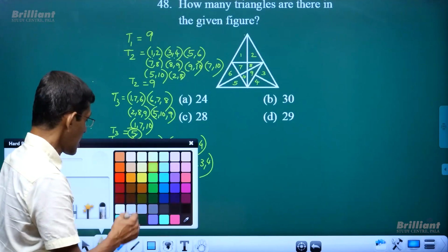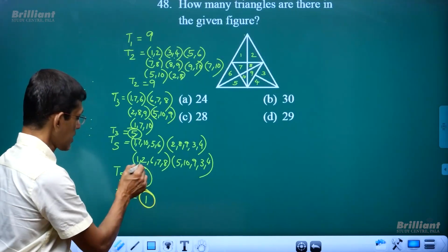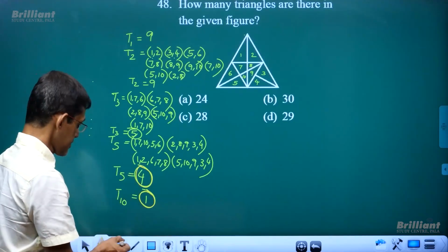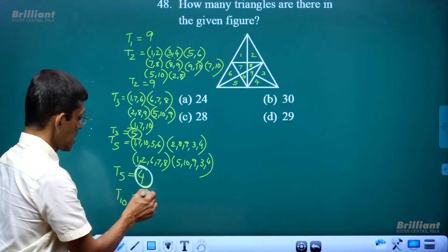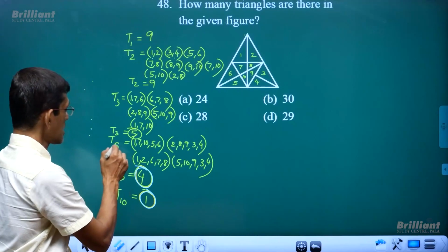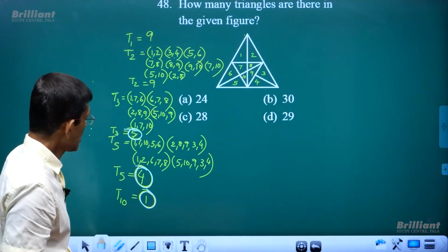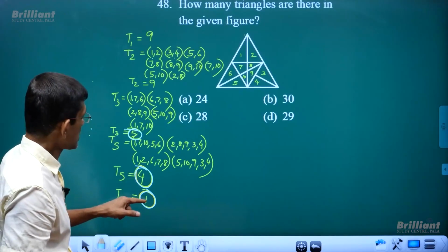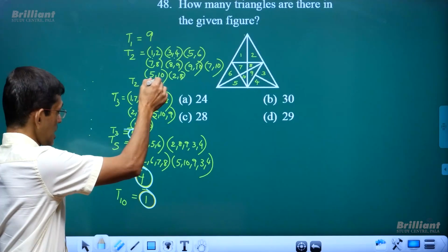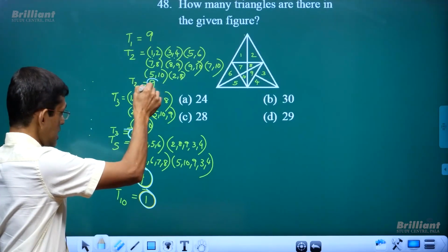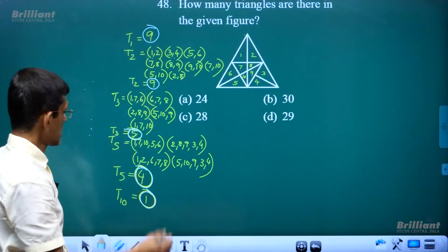So let's count. How many are there? T10, one triangle. T5, five pieces together, we have 4 of them. T3, three pieces together, we have 5 of them. So 5 plus 4, 9, plus 1 is 10. Then we have two pieces together, and we have 9.